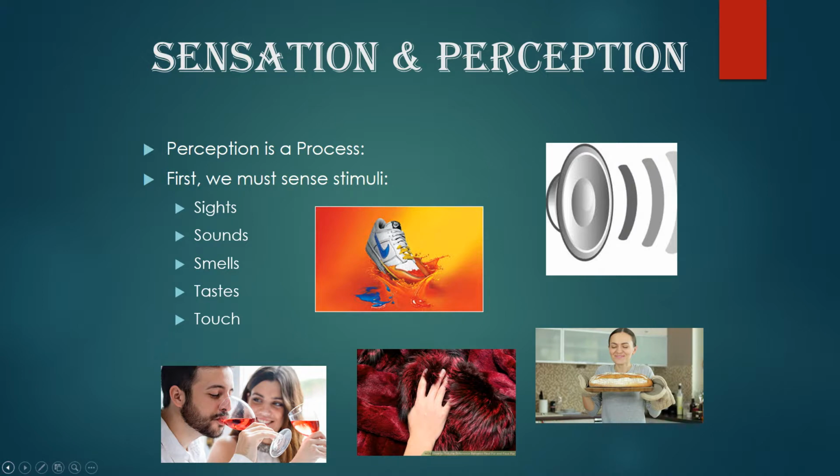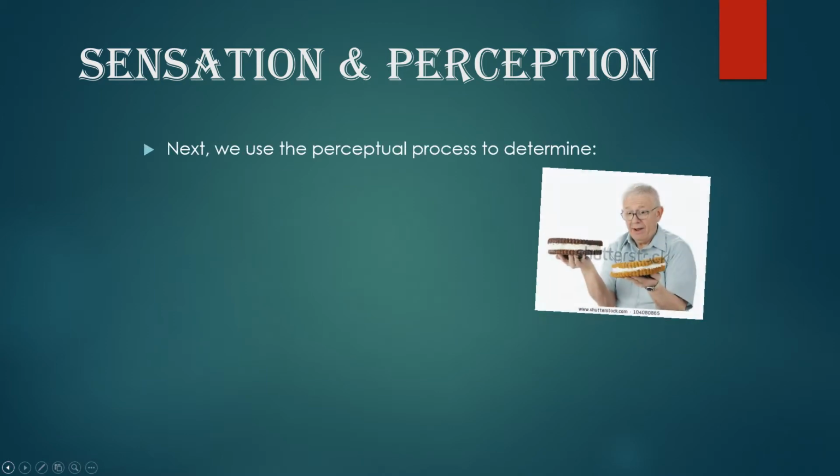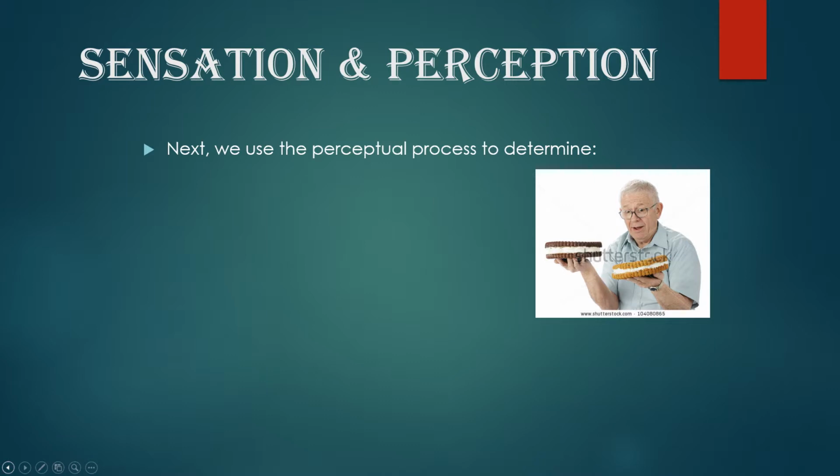To sense stimuli, these are really the first things that have to happen. We have to be able to sense things. Once we've done that, we are then able to use perception. Once we've sensed something, we can use the perceptual process to determine what we like versus what we don't like. Okay? That's very important. We have to decide what we're going to pay attention to and what we're not going to pay attention to.